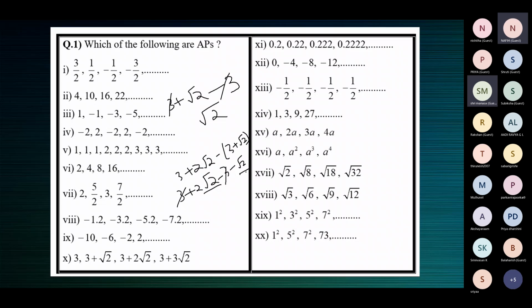So similarly, you can work this also. You'll get the same thing, root 2. So the difference is root 2 everywhere. So the common difference is root 2. So the terms form an arithmetic progression.